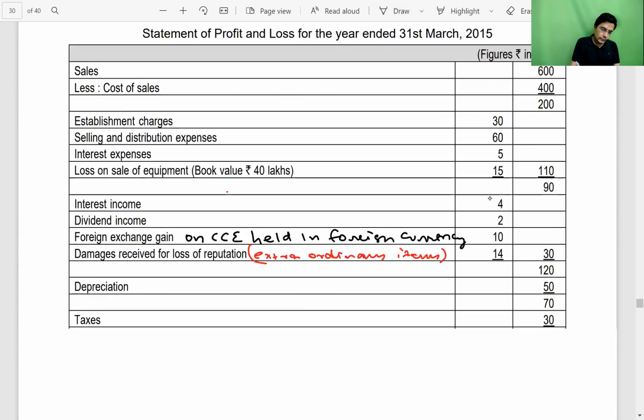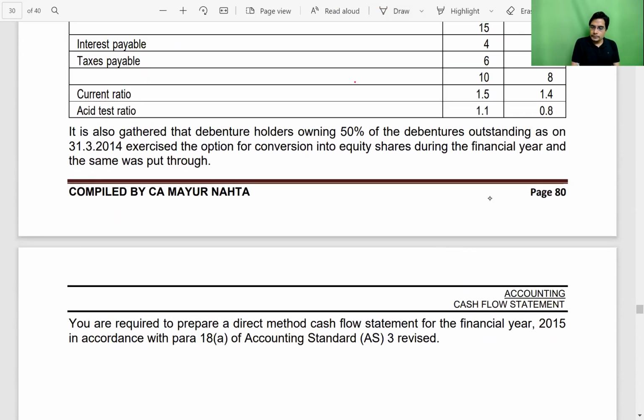Then they are asking us, exercise option of conversion into equity shares. You are required to prepare direct method. They are asking us to use direct method of cash flow statement. In direct method, the cash flow from operating activity is determined by finding out the amount which the entity has received from the transactions falling under operating activity, and then we deduct all the payments made for the transactions which fall under the operating activity heading. We get cash flow from operating activity under direct method. Financing and investing activity are always done under direct method only. So this entire question has to be solved under direct method, not under indirect method.